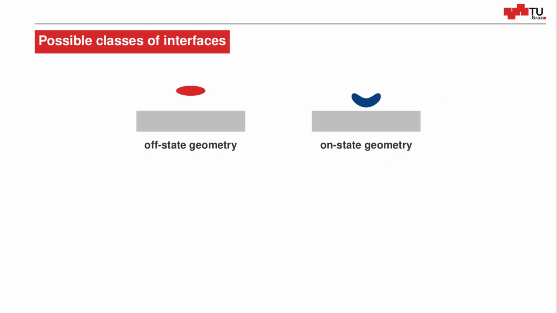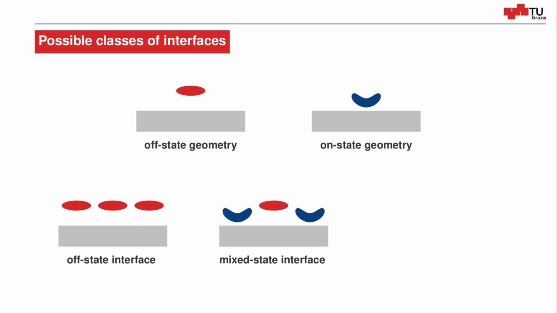With these two adsorption states, we can form different classes of interfaces. For instance, we can place only off-state geometries onto the surface, forming an off-state interface. We can mix both, forming a mixed-state interface, or we can form an on-state interface. Now, by looking at the individual adsorption geometries, we can already learn something about how the molecules are going to be arranged in the different interface structures.